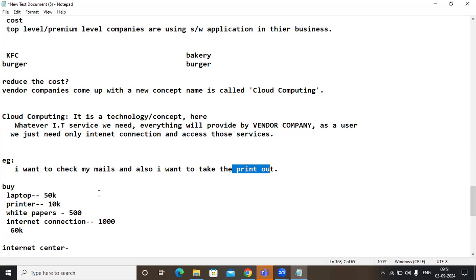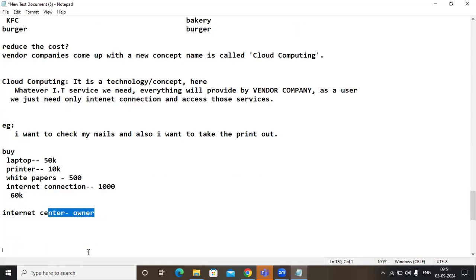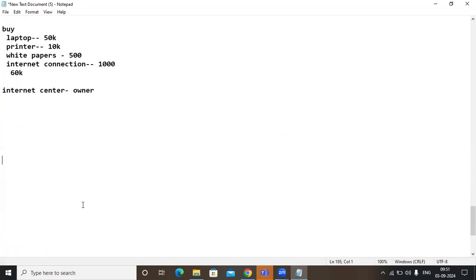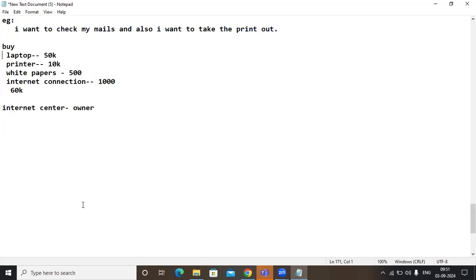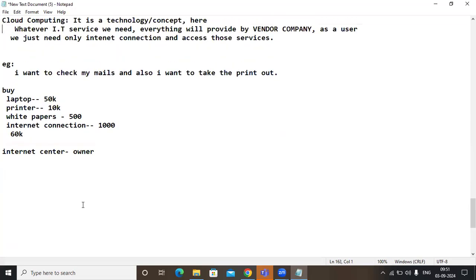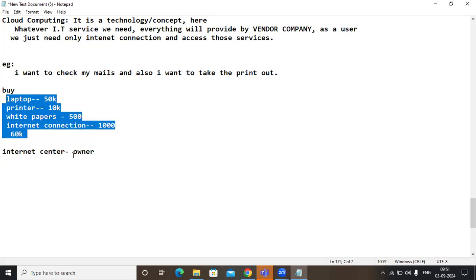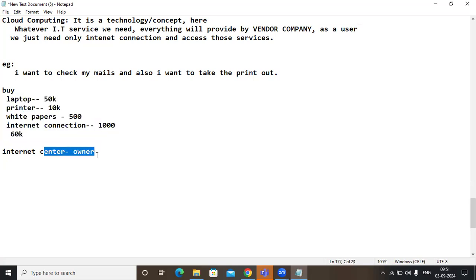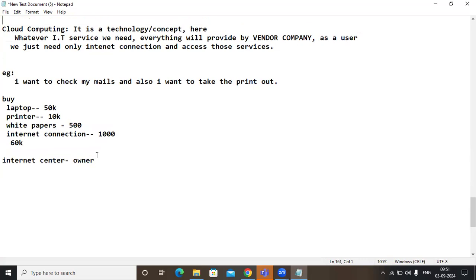But in the internet center, who provides the internet facility? Internet center owner, yes or no? Who provides the white papers to take the printout? Internet center owner. Who gave the printer facility? Internet center owner. Who gave the laptop facility to access my mails? Internet center owner. All these services are given by whom here? Internet center owner.